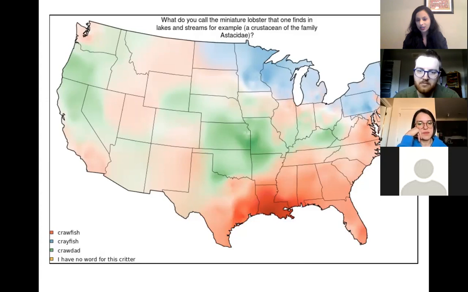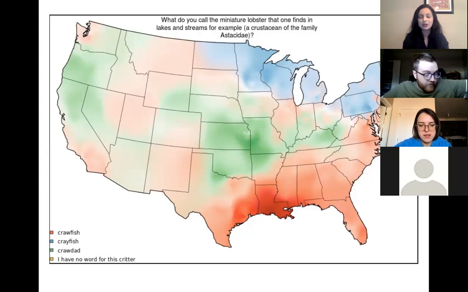The blue is crayfish. So that's, again, on the north. And the red is crawfish. So that's all of Texas and southern U.S., Louisiana and parts of Florida and all that. And yellow is, I have no word for this critter. I belong in that yellow category because I didn't grow up here. So I have absolutely no word for that. I believe you when you say it's crawdad or crayfish or crawfish. But if you ask me, it's just a critter, exactly. So I think, again, this is a map that has a lot of variations depending on where you grew up and whether you grew up seeing the critter, right?